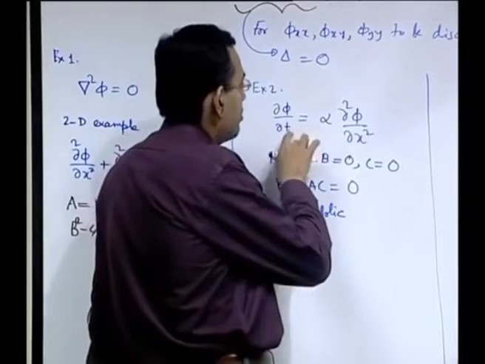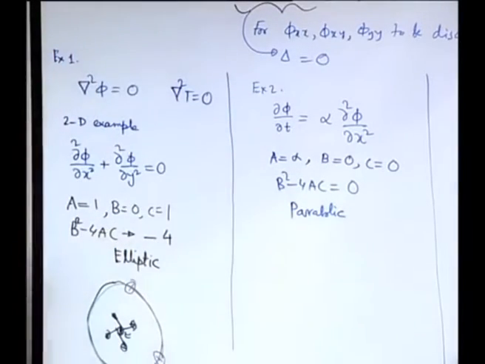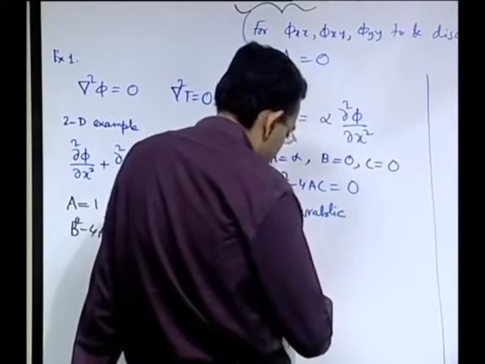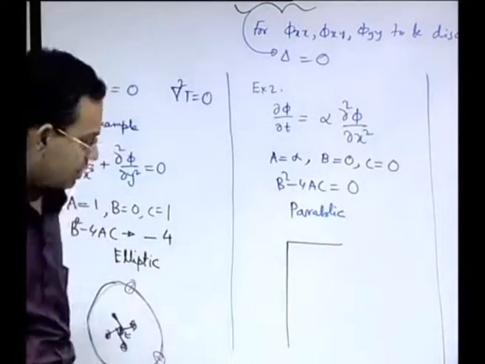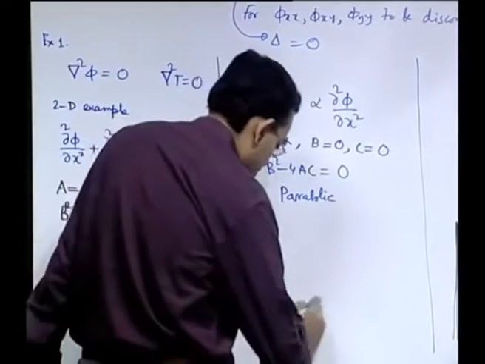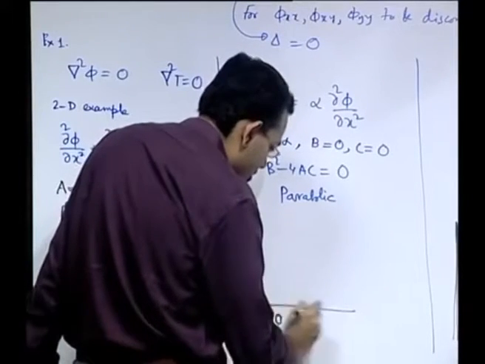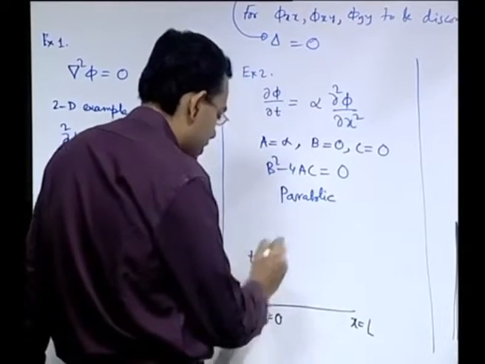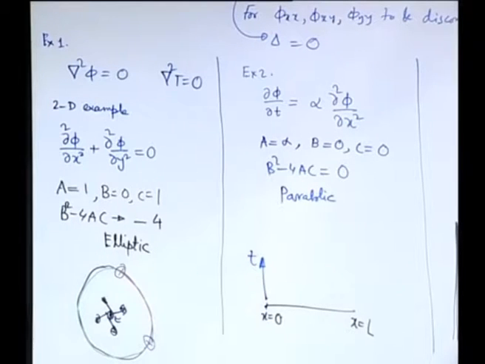Let us consider these t and x as two physical variables and try to appreciate or analyze the situation from that perspective. So let us consider that there is a domain, this is say x equal to 0, this is x equal to L, and we plot time along the vertical axis. So, in this domain we are interested to see how the temperature varies as a function of position and time.